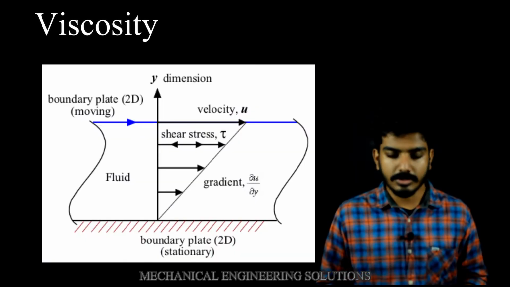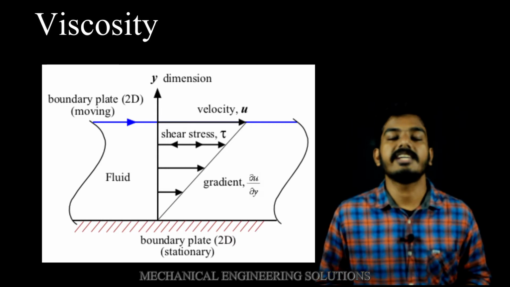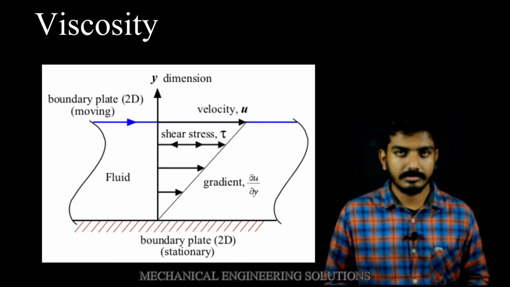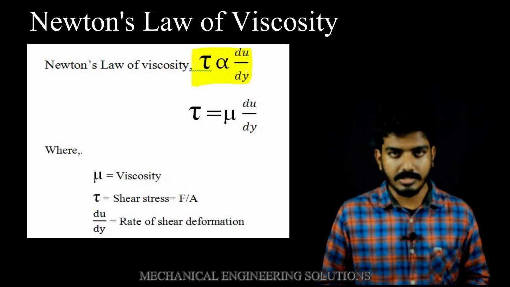The velocity gradient is also defined as the tangent drawn to the velocity profile with respect to the vertical length. That is, du by dy equals tan theta. Now we can come to the next topic, Newton's law of viscosity.